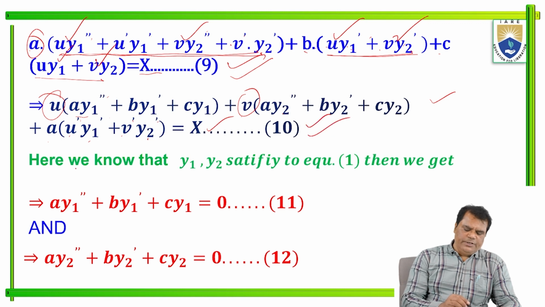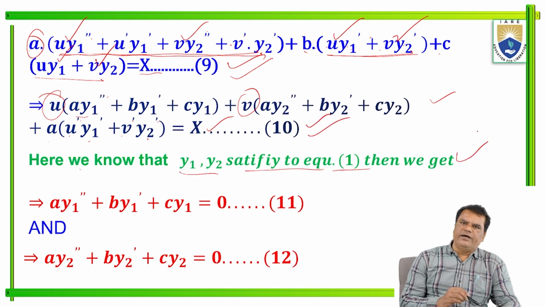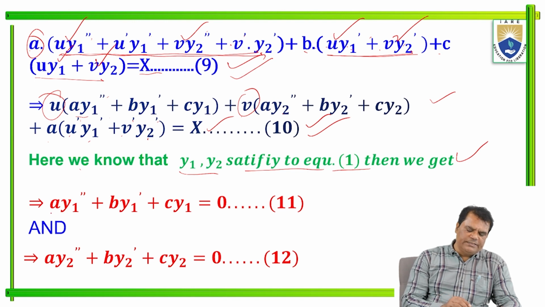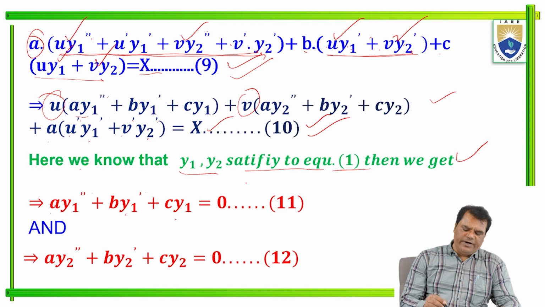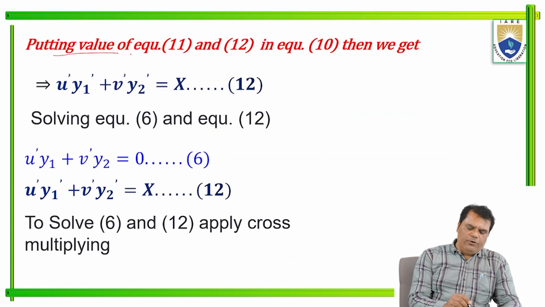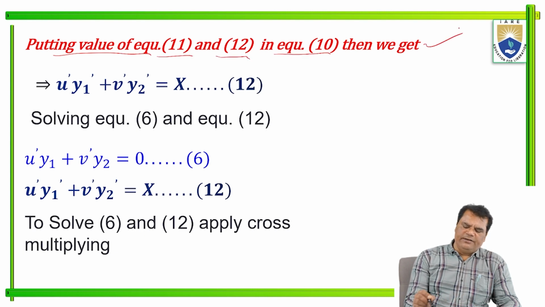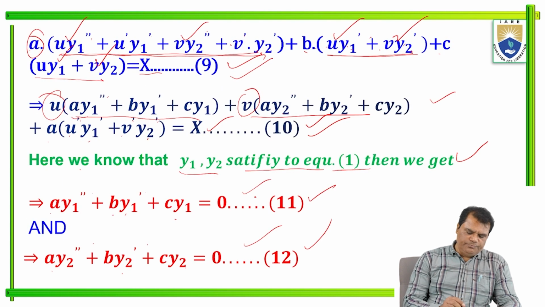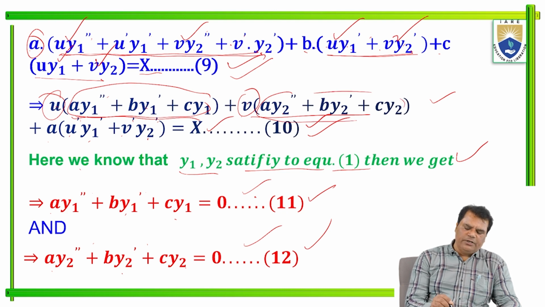This is equation 10. Here we know that y1 and y2 satisfy equation 1. So we get a y1 double dash plus b y1 dash plus c y1 equal to 0, and similarly a y2 double dash plus b y2 dash plus c y2 equal to 0. So this result is 0 and this result is 0. Putting the values from equations 11 and 12 in equation 10, we finally get: the coefficient of u is 0 and the coefficient of v is 0. So we get this result here.